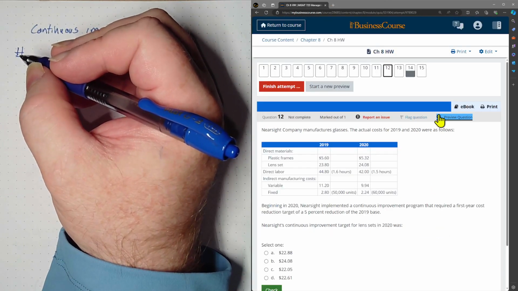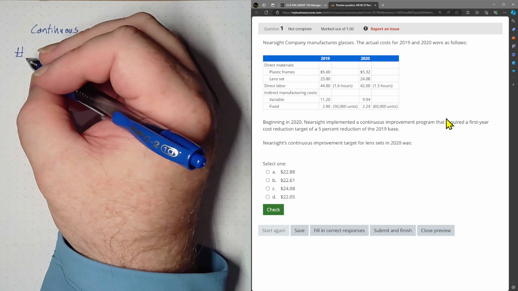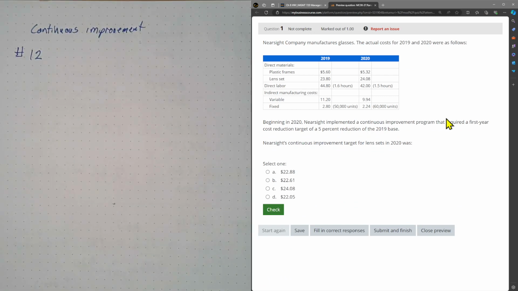Which number was it? 12. So there are a bunch of different numbers here, but just focus on what they're asking for. Now, they use this for several different questions, so that's why there's so many numbers. But it just says, let's look right down here. Near site's continuous improvement target for lens set was in 2020.